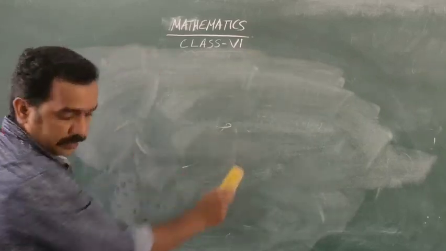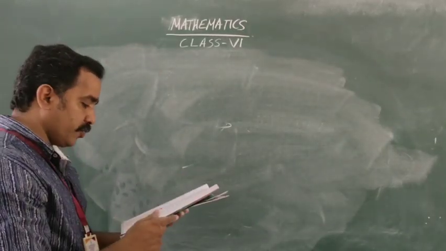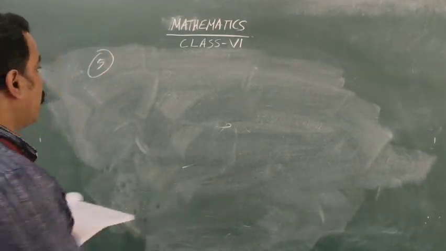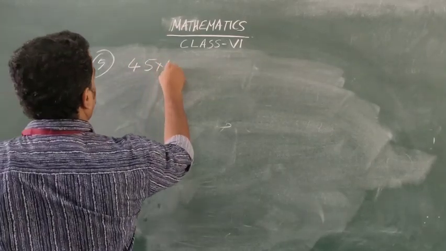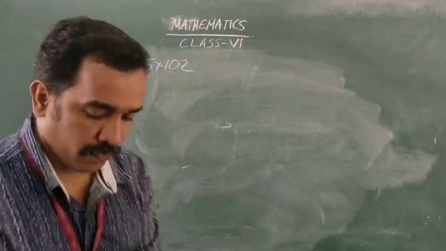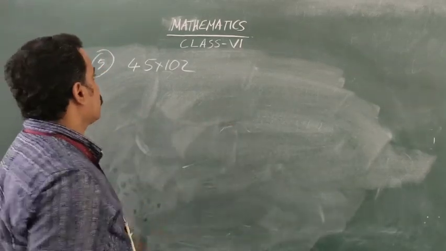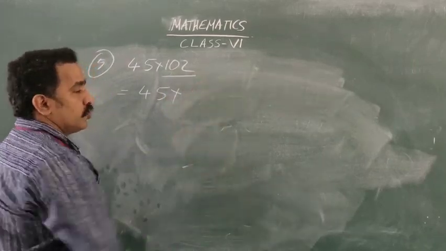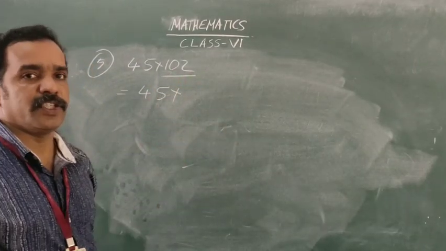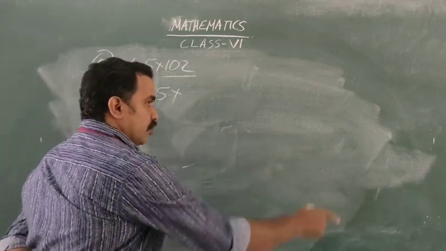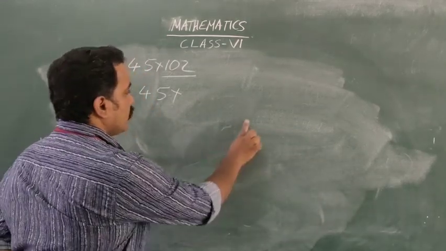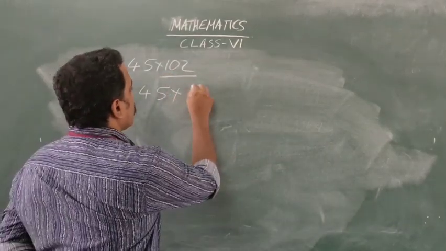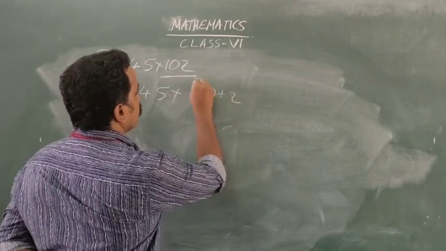Now fifth question: evaluate using properties of whole numbers. Here we are using the distributive property. 45 into 102. A 3-digit multiplication will take so many steps. To avoid that actual multiplication, we can rewrite this 102 as 100 plus 2.